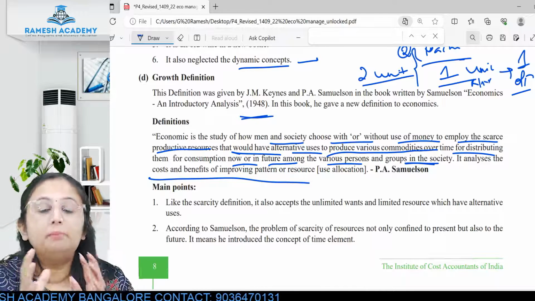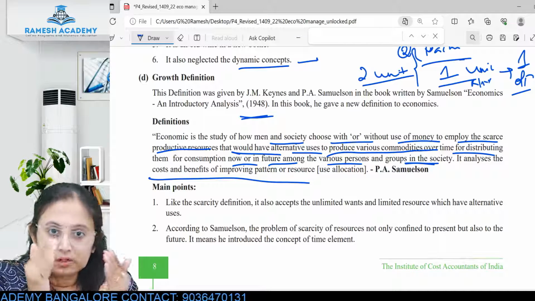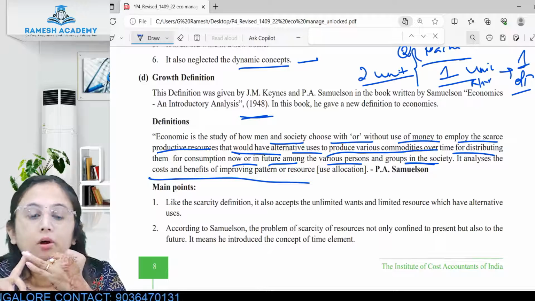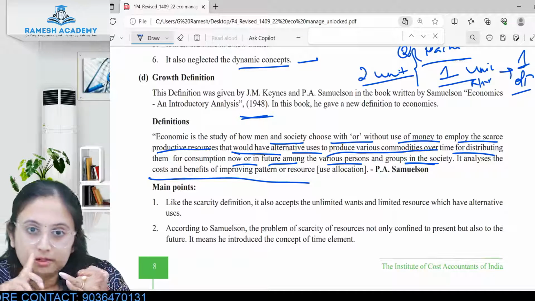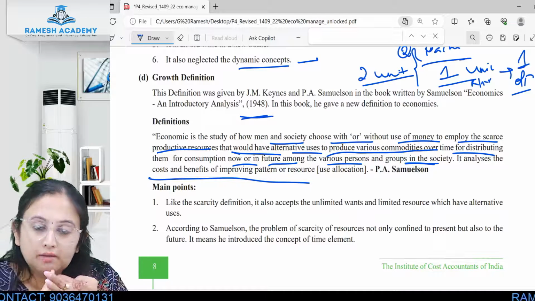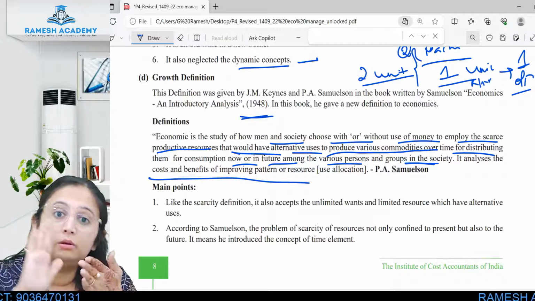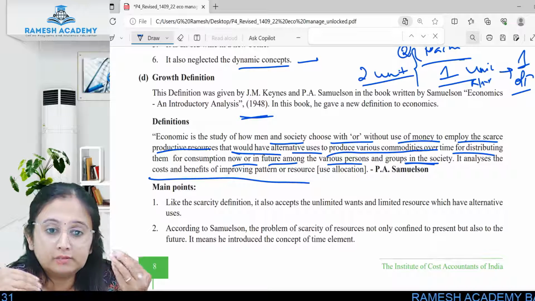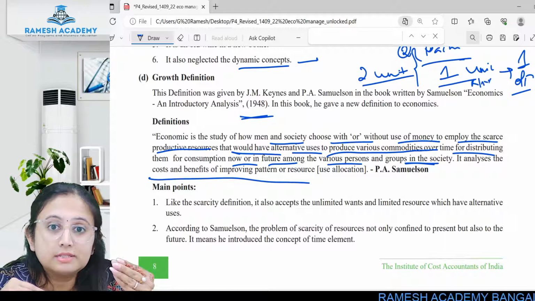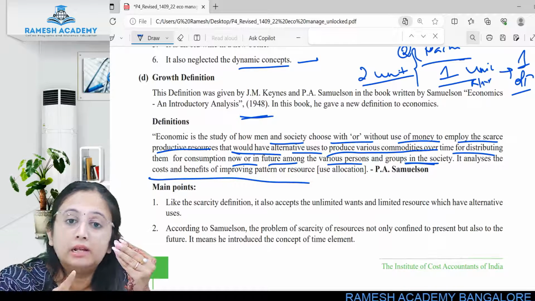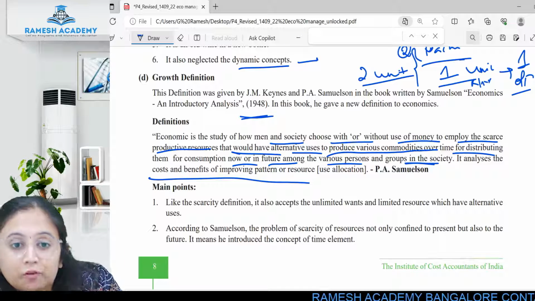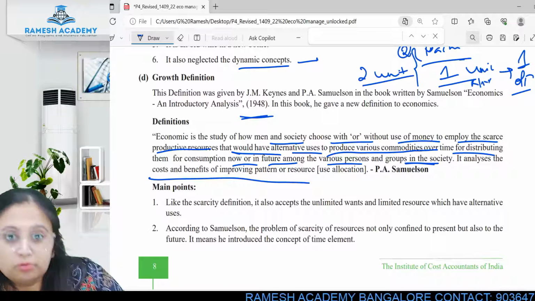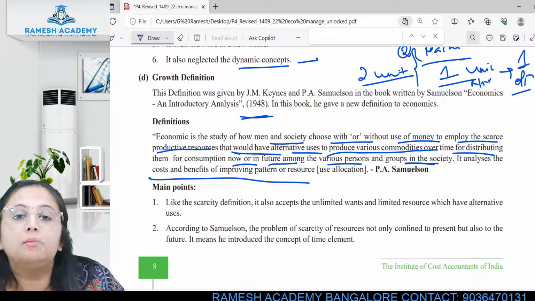So economics tells us that, keeping in mind that wants are unlimited and resources are limited and have alternative uses, plus you are using those resources, whether by paying money or not paying money, to satisfy your wants. All these things we understand, but economics will also tell us what we are keeping for the next coming generation. We should concentrate on them also. That is what economics is teaching us.